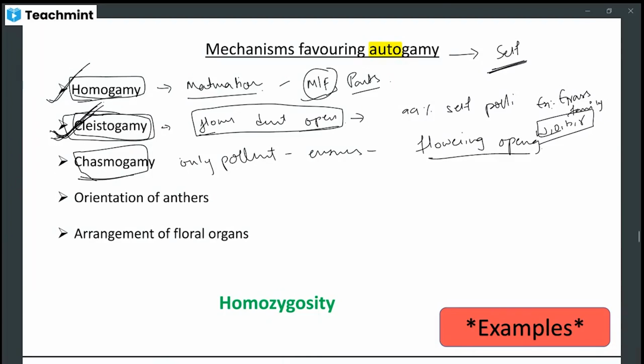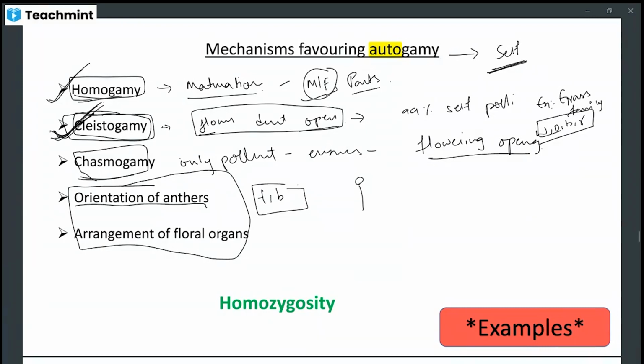And then, there are two other different terms. One is the orientation of the anther. For example, let us take tomato and brinjal. In these two crops, the stigma is completely surrounded by the anthers. This ensures self-pollination. This was a direct SRF question in the 2021 batch. So please remember the orientation of the anthers in tomato and brinjal. The stigma is completely covered by the anthers, so whenever the anthers dehisce, the pollen directly falls on the stigma and ensures self-pollination.